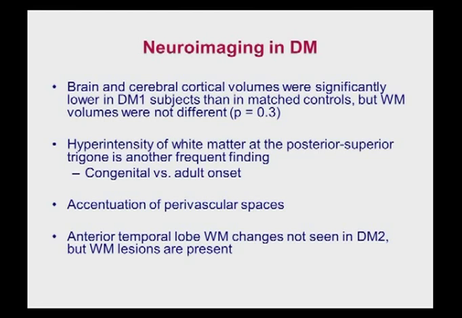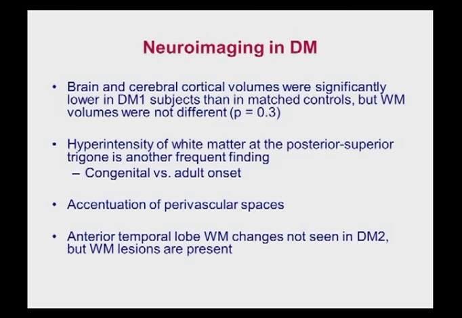This is basically a synopsis of several other studies. In one, both brain and cortical volumes were significantly decreased in the DM1 patients, but the white matter volumes in this case didn't seem to be any different, even though there was a trend toward that possibility.